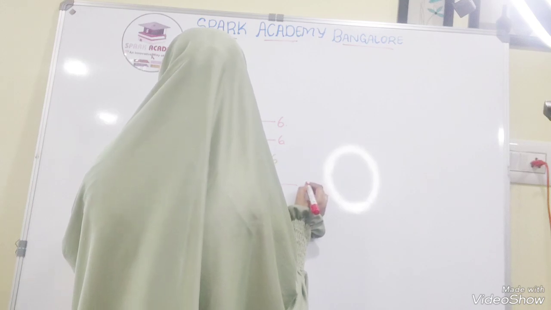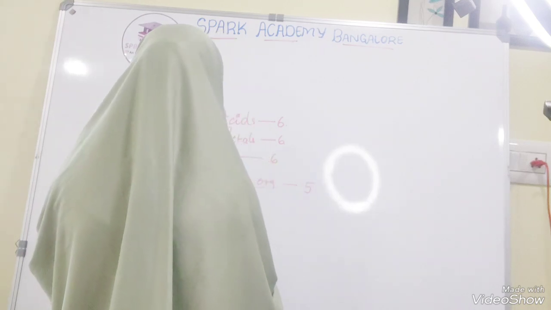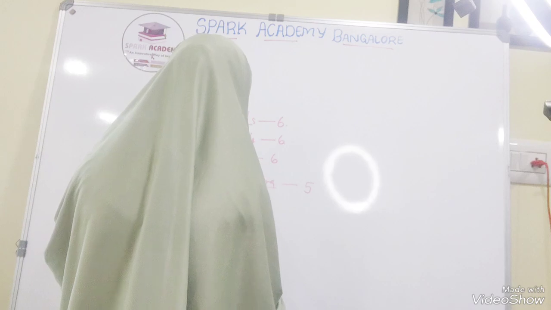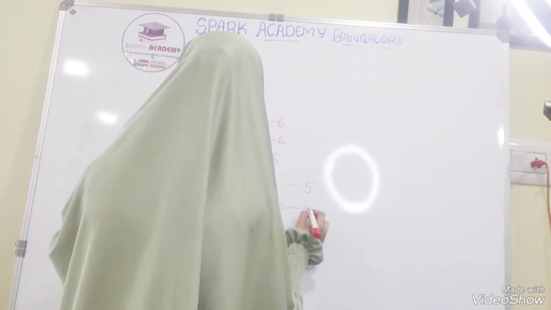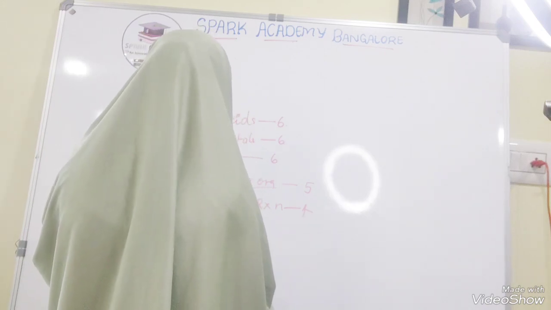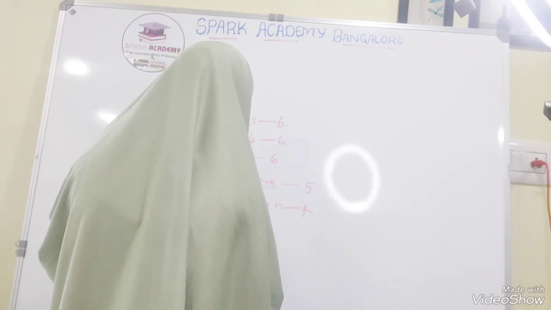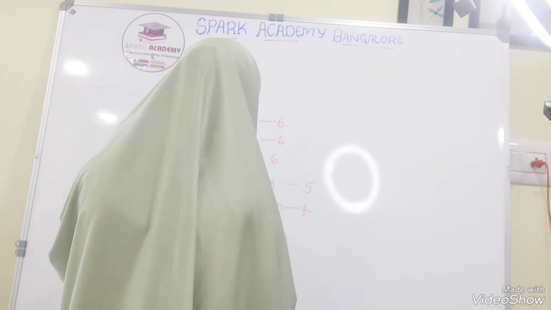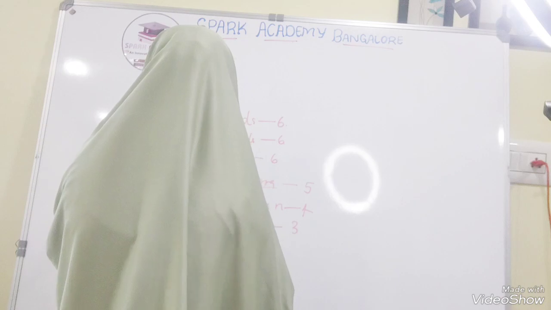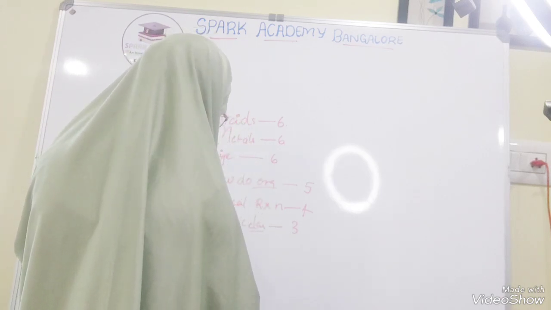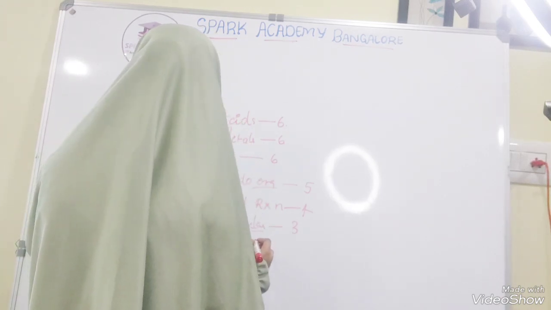This chapter will be for 5 marks. Chemical reactions will be for 4 marks. Periodic classification will be for 3 marks. Sources of energy, 3 marks. These are the chapters which students often neglect.